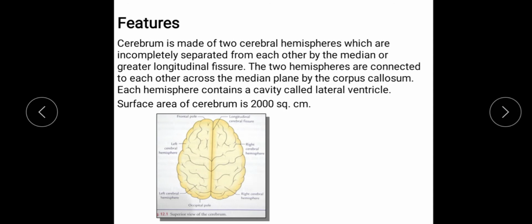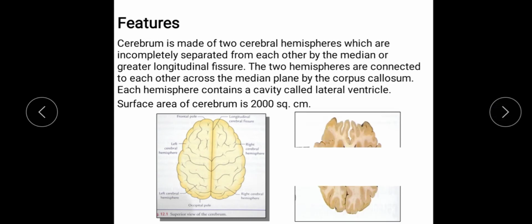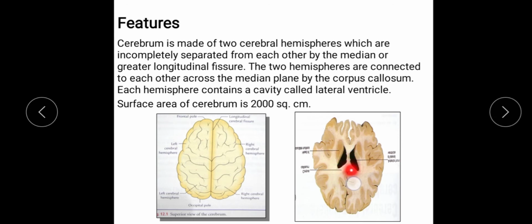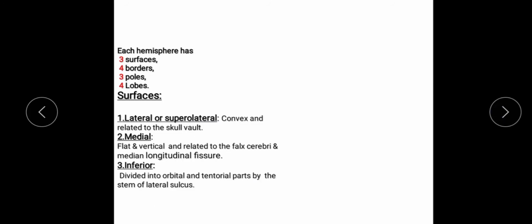Then the features. Cerebrum is made up of two cerebral hemispheres. These are the two cerebral hemispheres which are incompletely separated from each other by the median or great longitudinal fissure. This one is the median longitudinal fissure. These two cerebral hemispheres are connected to each other across the median plane by the corpus callosum. This is the cut section. This one is the corpus callosum. Each cerebral hemisphere contains a cavity called lateral ventricle. The surface area of cerebrum is 2000 square centimeter.